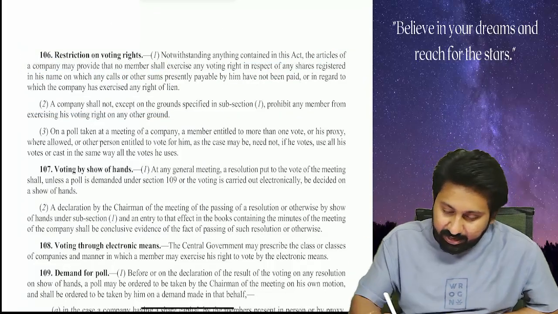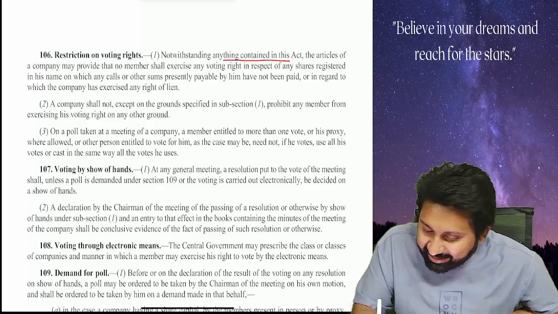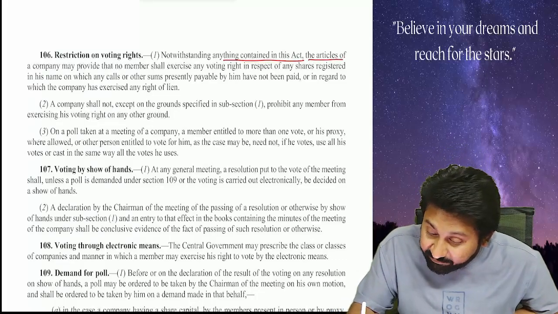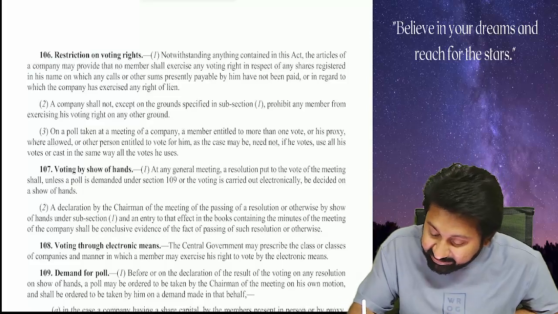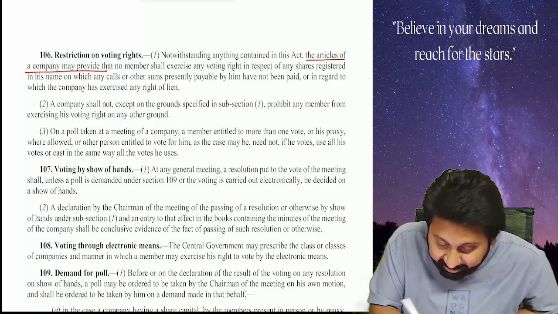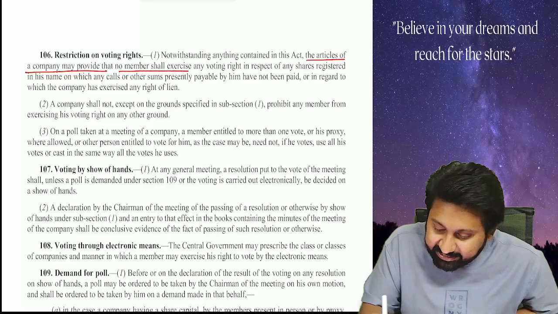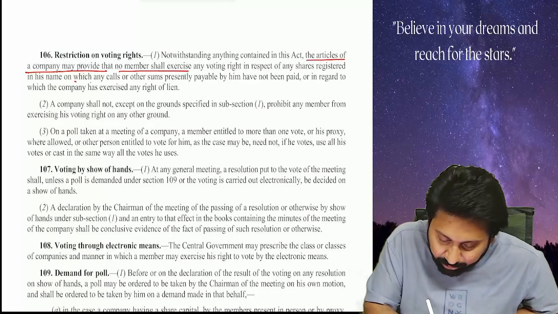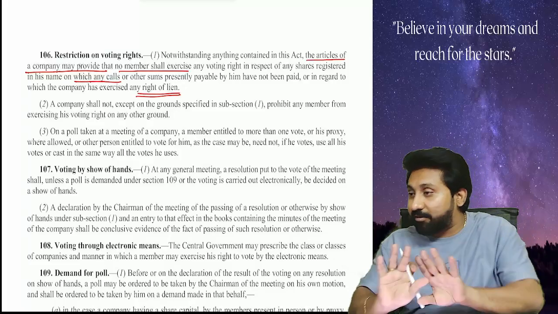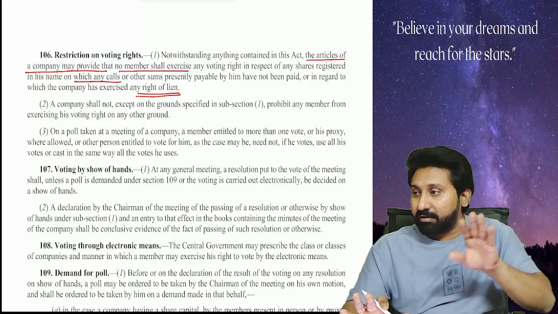See, notwithstanding anything contained in this Act, the articles of the company may provide that no member shall exercise the voting right if calls are due or a lien is there on the shares. I'm not going to explain section 106 to you now.